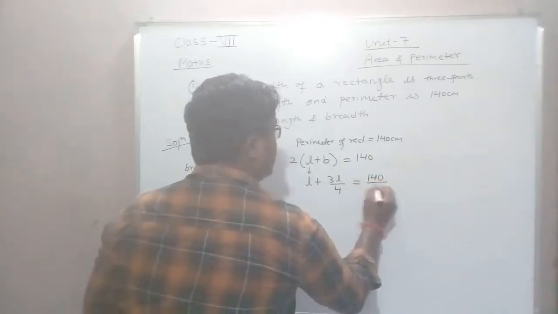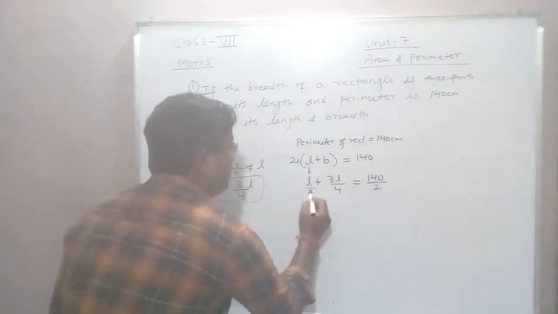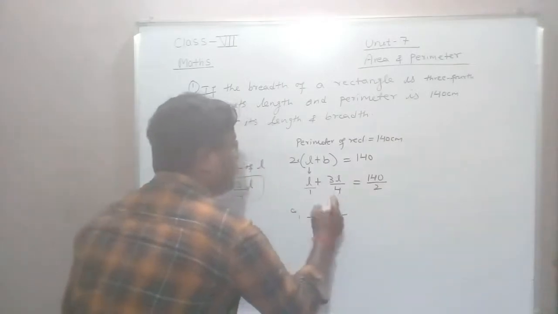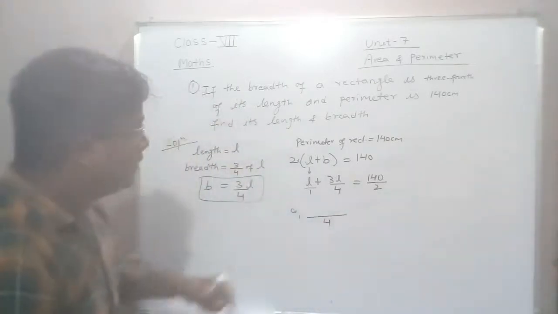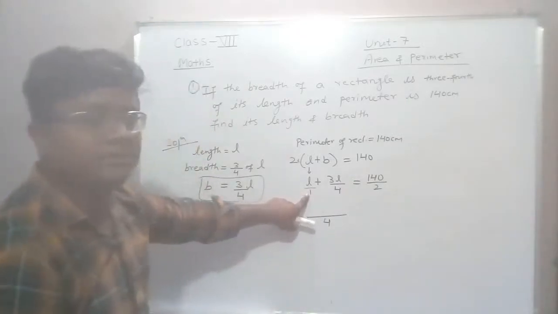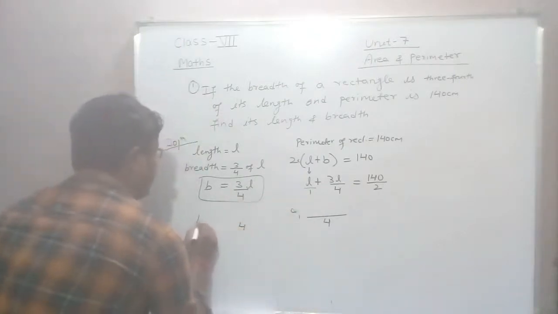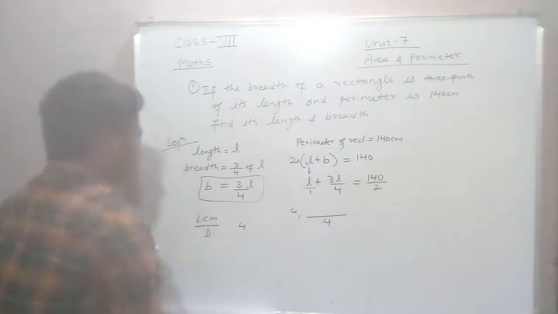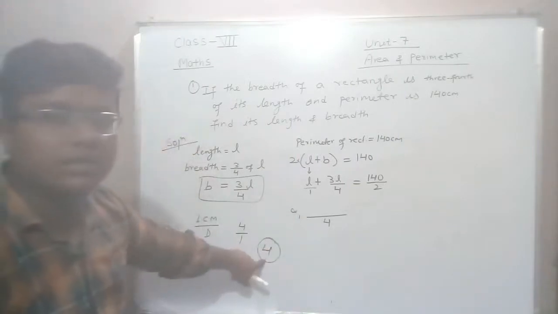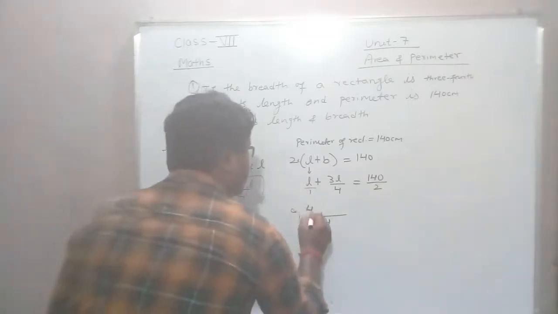140 divided by 2, because it is multiplying here, so it will go to the right hand side and divide. So L means here L upon 1. The LCM of 1 and 4 is 4. The LCM is divided by the denominator: 4 upon 1 is 4. The number we got is multiplied with the numerator, that is 4 into L, which is 4L.